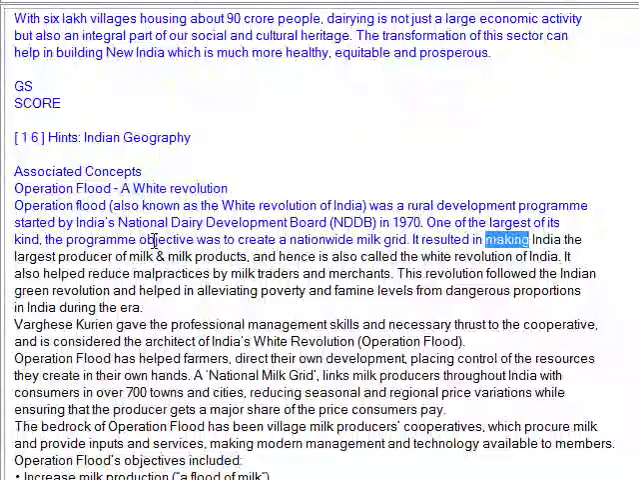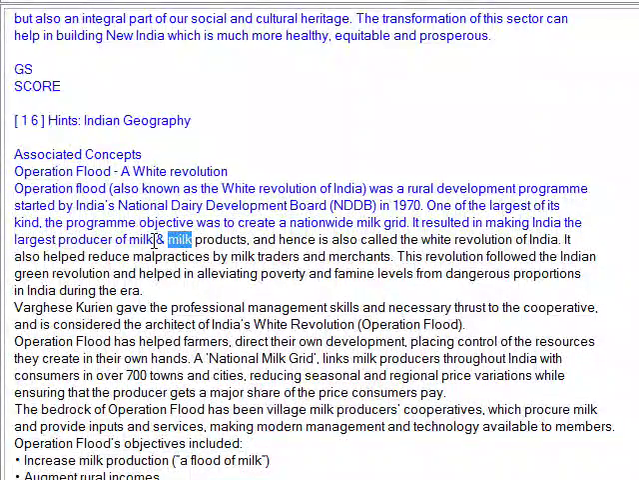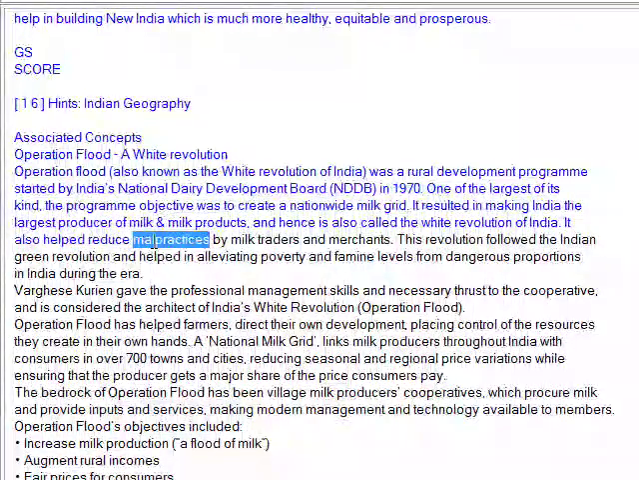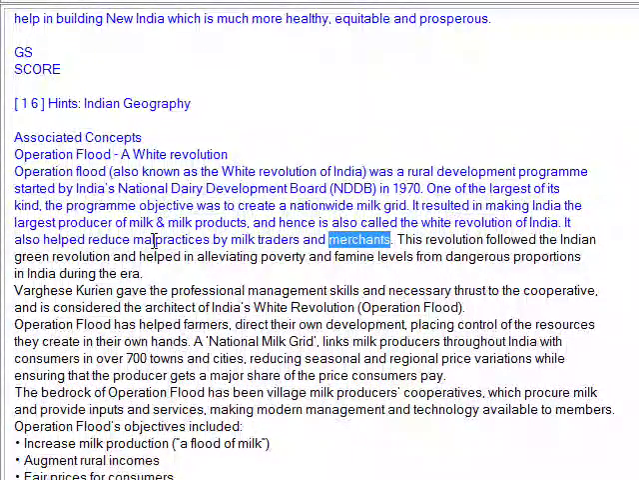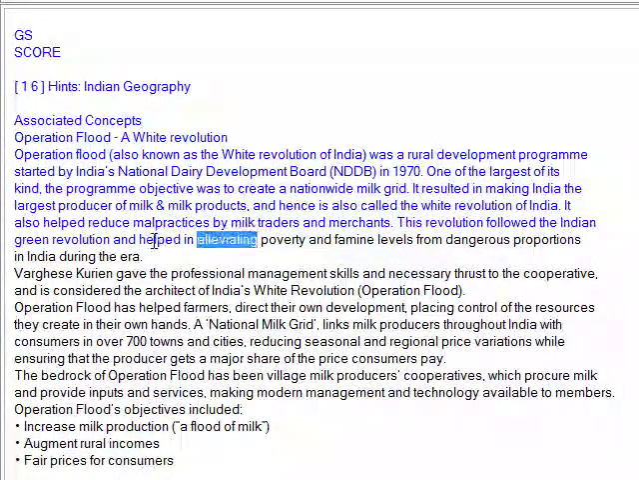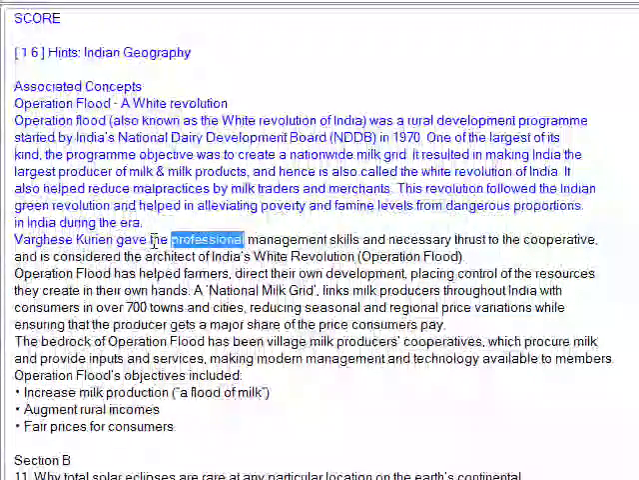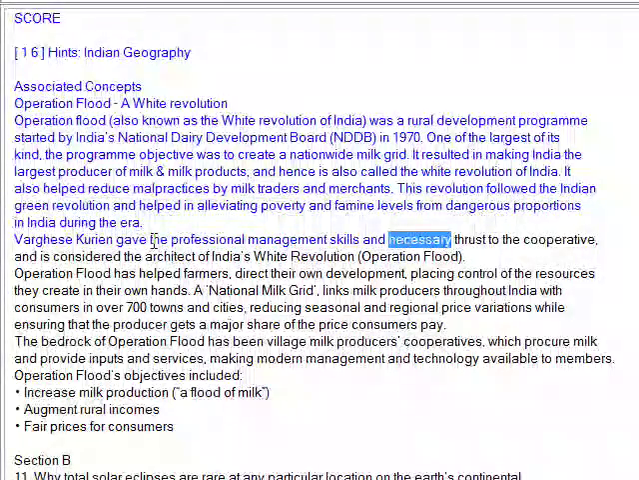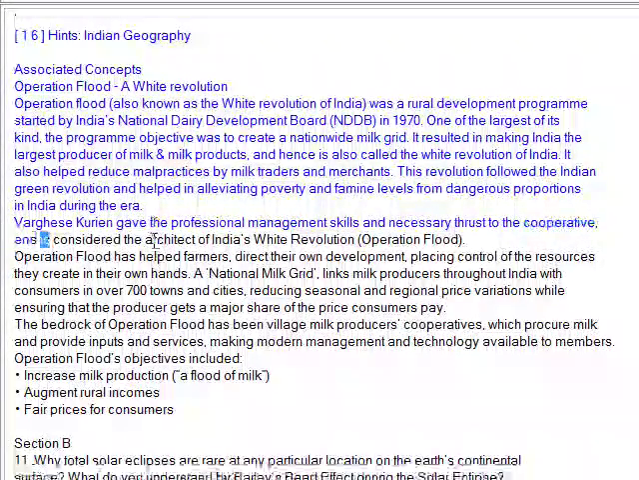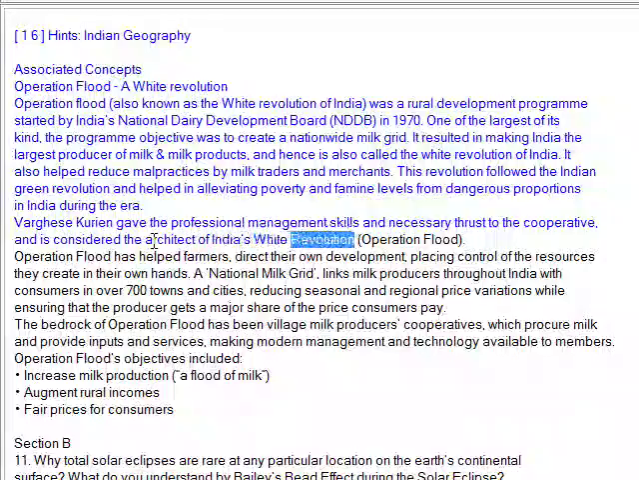It resulted in making India the largest producer of milk and milk products, and hence is also called the White Revolution of India. It also helped reduce malpractices by milk traders and merchants. This revolution followed the Indian Green Revolution and helped in alleviating poverty and famine levels from dangerous proportions in India during the era. Verghese Kurien gave the professional management skills and necessary thrust to the cooperative, and is considered the architect of India's White Revolution.